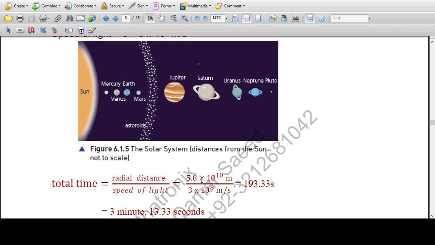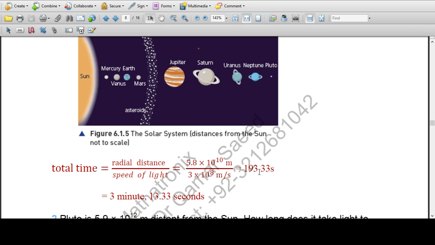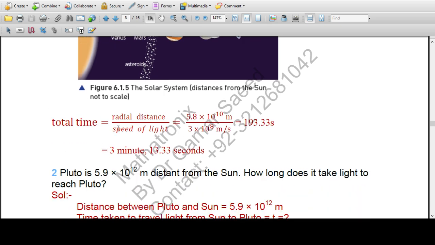So 5.8 into 10 raised to power 10 meters divided by the speed of light, 3 into 10 to the power 8 meters per second, and this meter will cancel this meter, and after simplification we have obtained 193.33 seconds, which is equivalent to 3 minutes and 13.33 seconds. So this is question number 1.